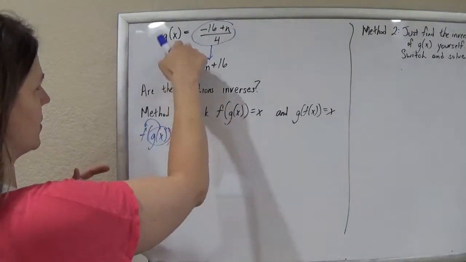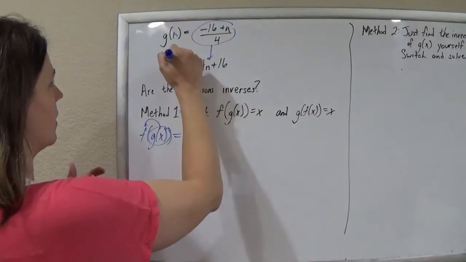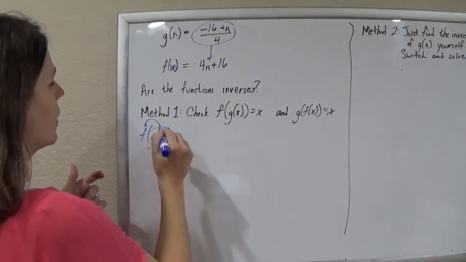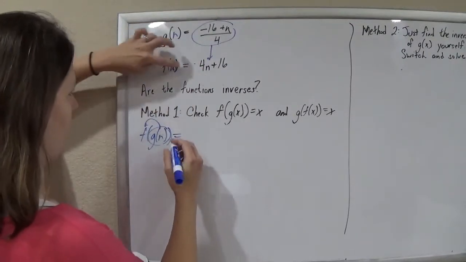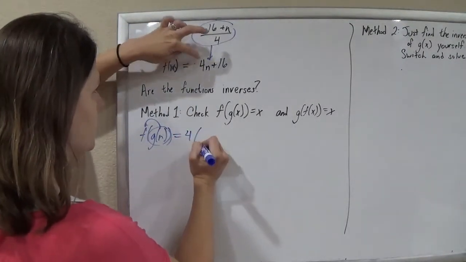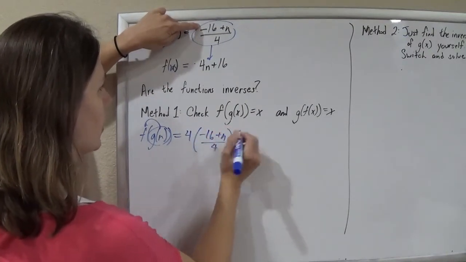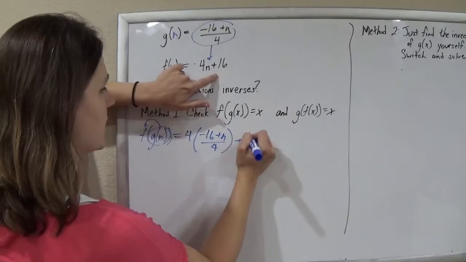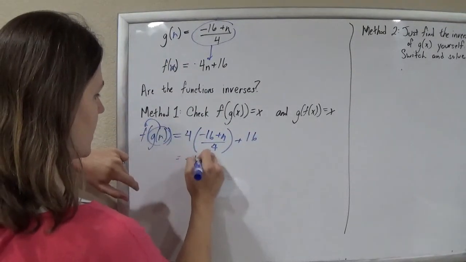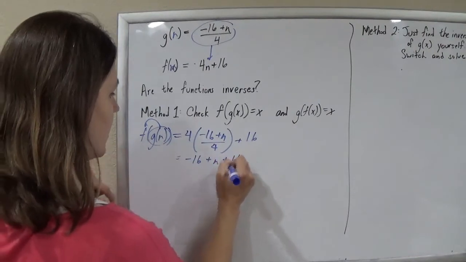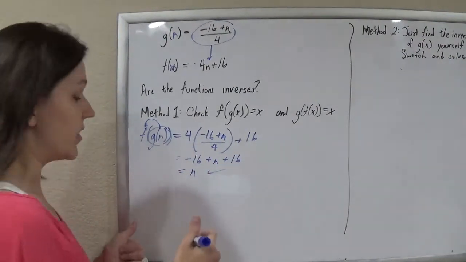Oops, I wrote f g of x. I guess it should be g of n. So I'm going to put this whole function into that. I'm going to write 4 times negative 16 plus n over 4, and then plus 16. And so the 4's cancel, and I get negative 16 plus n plus 16, and that just gives me back n. So check, this is good.